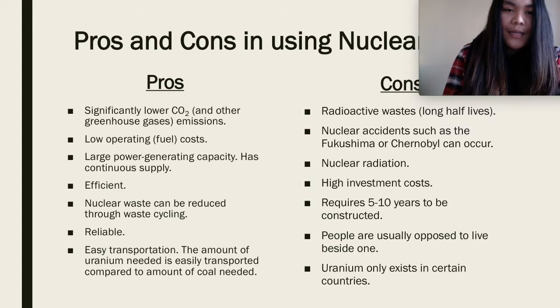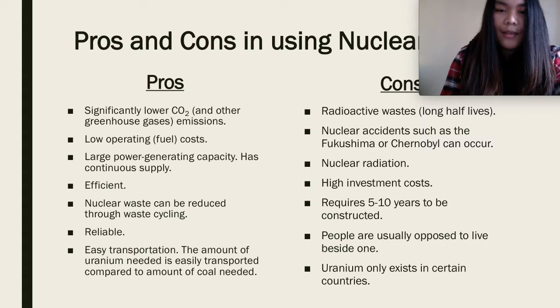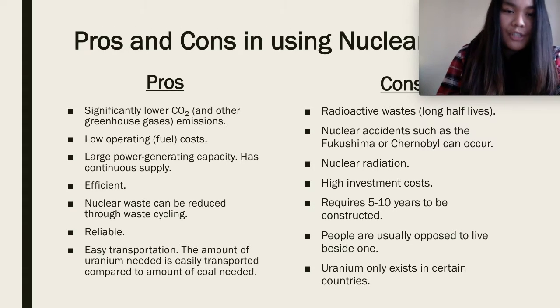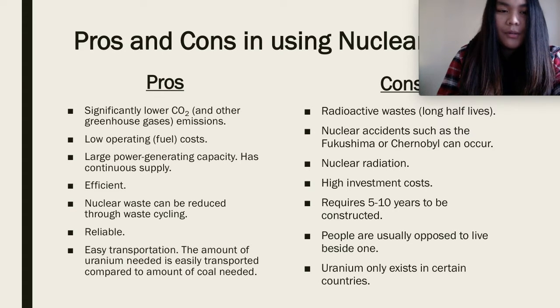Nuclear accidents such as Fukushima or Chernobyl can occur. Nuclear radiation, including the production of plutonium, high investment costs, and approximately 5 to 10 years required for construction. One reason being that people are usually opposed to living beside one because nuclear accidents such as Chernobyl or Fukushima can occur, and uranium usually only exists in certain countries.